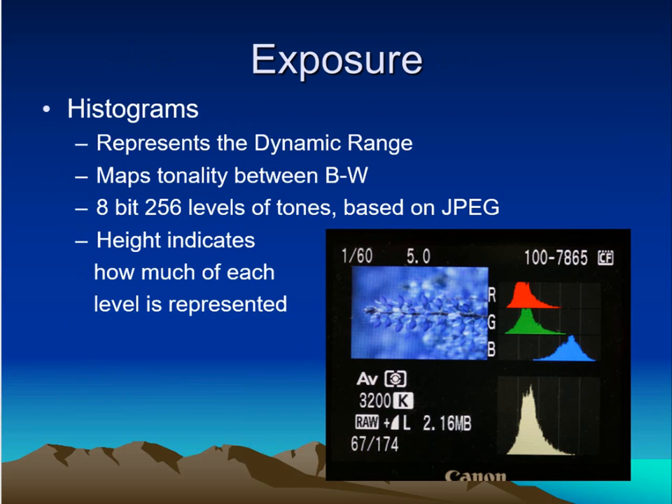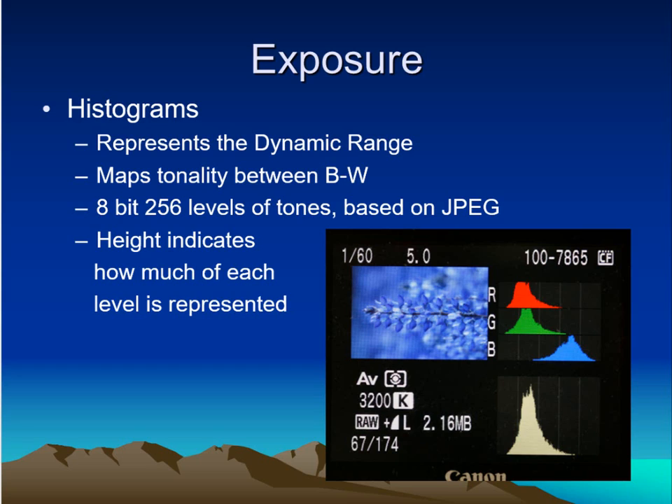The easiest way to do that, in my opinion, is to use your histogram. It is a scale, for the most part, that tells you where all your data is falling between black and white. It maps the tonality of your dynamic range. So one thing I want to mention first is that your LCD and the histogram are based on a JPEG, not on a RAW file. So it means that if you can get that histogram and the preview to look really, really good, you'll have more data in your RAW file.